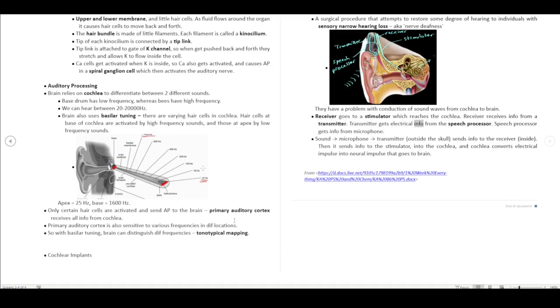The transmitter gets electrical info from the speech processor. The speech processor gets info from the microphone. Sound goes to the microphone, then the transmitter, outside the skull, which sends info to the receiver inside. Then it sends info to the stimulator, into the cochlea, and the cochlea converts the electrical impulse into a neural impulse that goes to the brain.